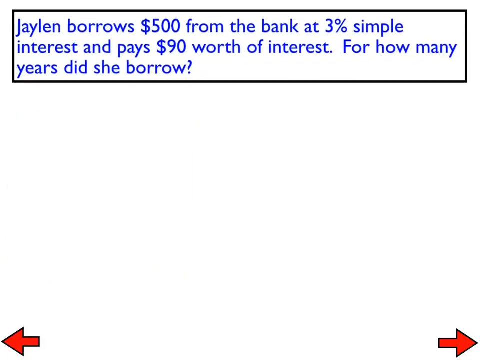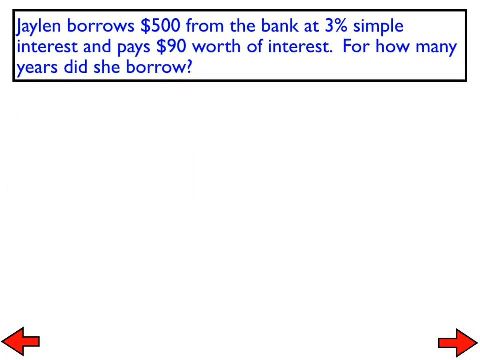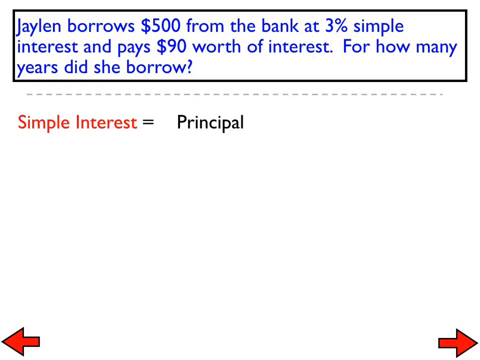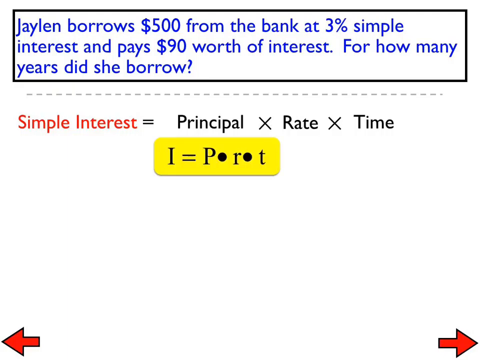So when we have this kind of problem, there is a formula you can use to plug in what you do know. And I want you to write this down. Simple interest equals principal times rate times time. I equals P times R times T.